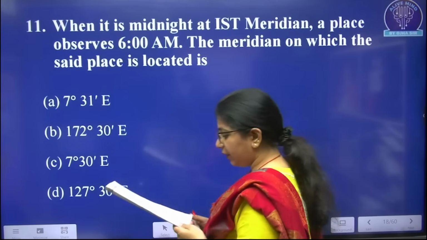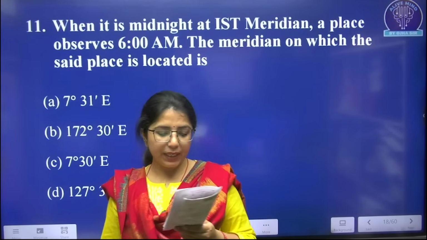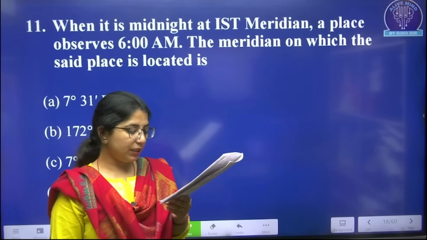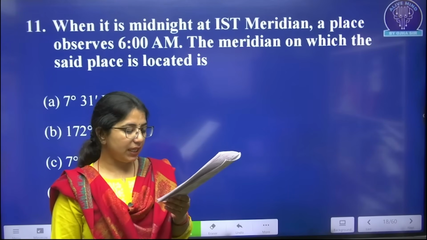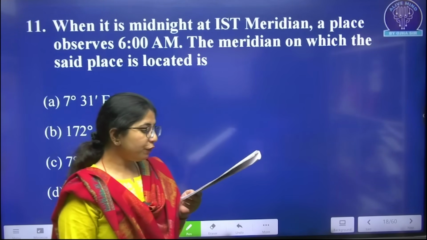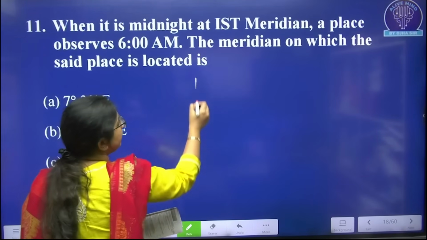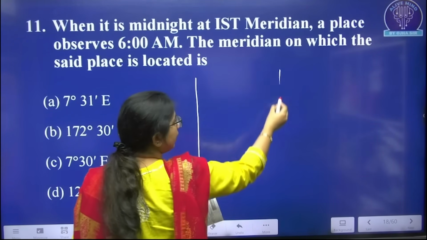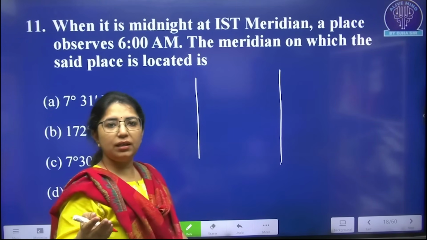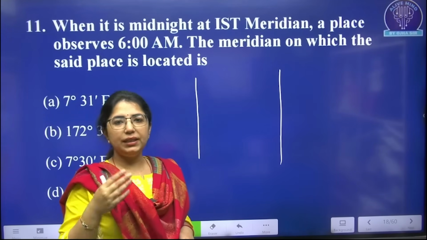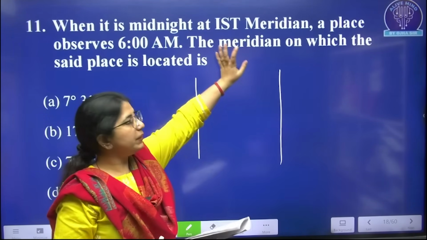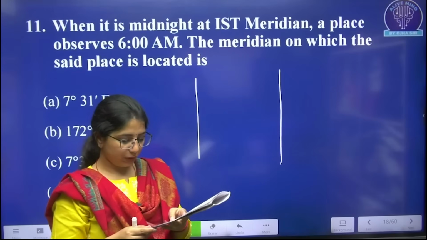Then is question number 11. When it is midnight at the Indian Standard Time meridian, a place observes 6 am. The meridian of which place lies along it? These types of questions were asked by UPSC around the 90s, I guess. But state PCS still asks these types of questions.